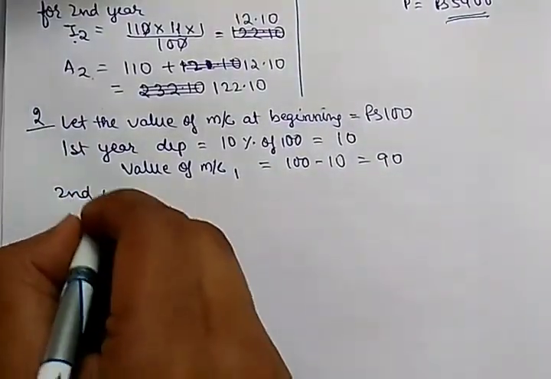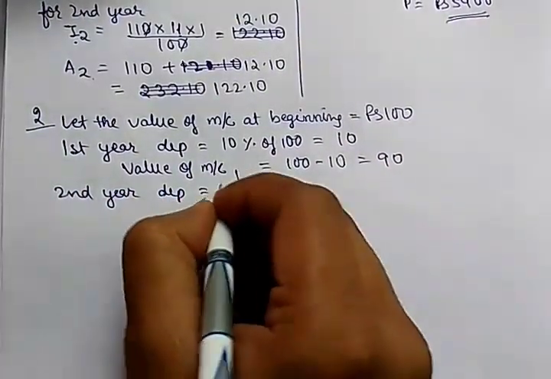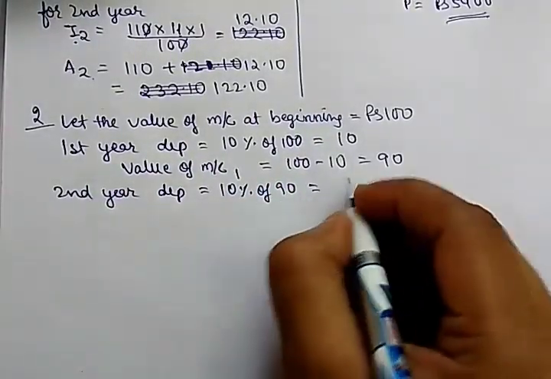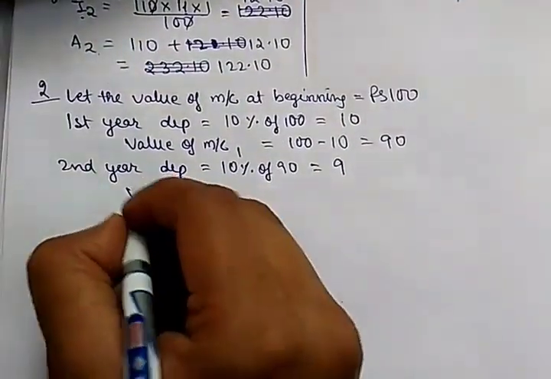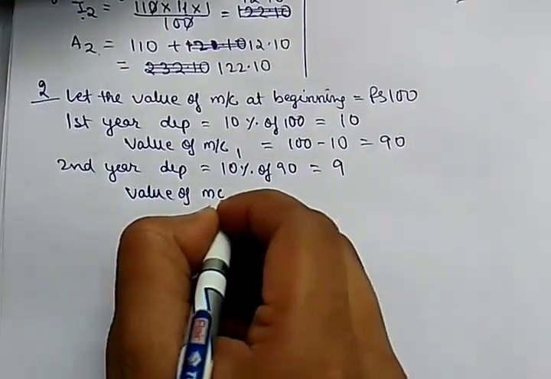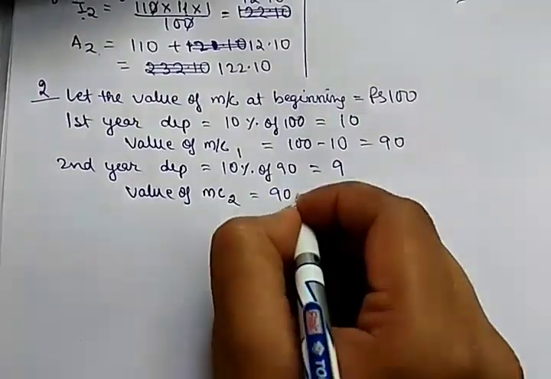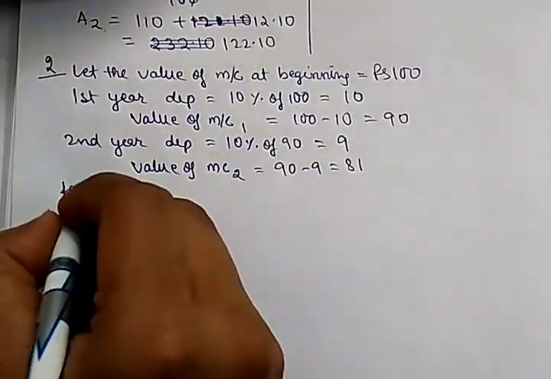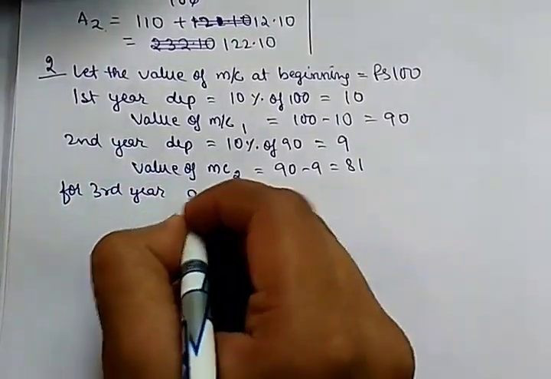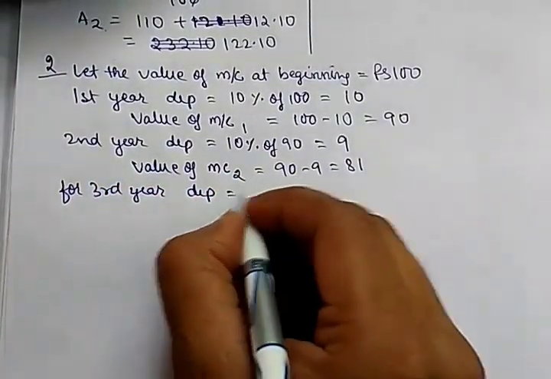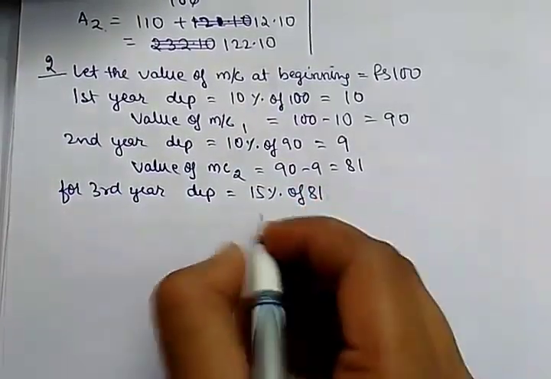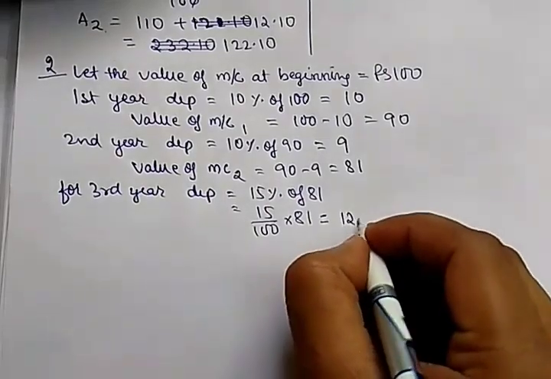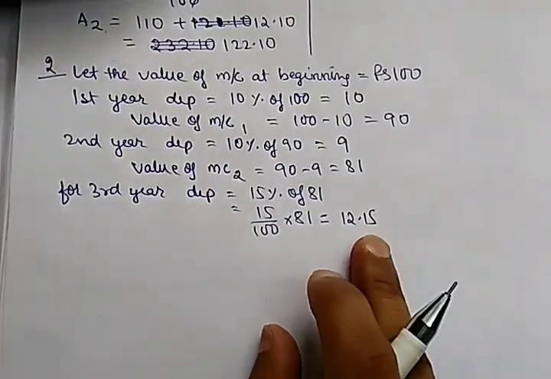For the second year, again depreciation is 10% of rupees 90. So this will come 10 by 100 into 90, that will come rupees 9. So value of machine at the end of the second year will be equal to 90 minus 9, that is rupees 81. For the third year, the depreciation is 15%. So 15% of 81, so 15 by 100 into 81. This is coming to 12.15. So this is the depreciation value at the end of the third year.